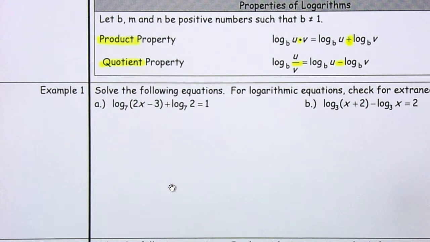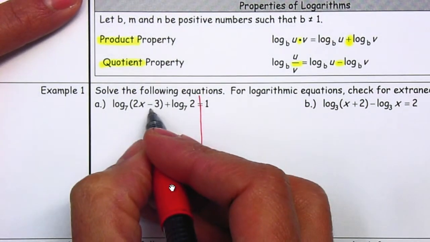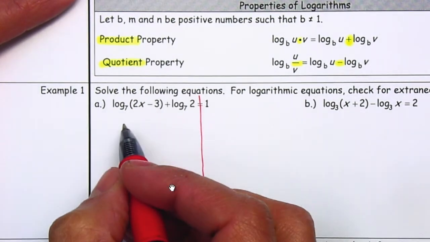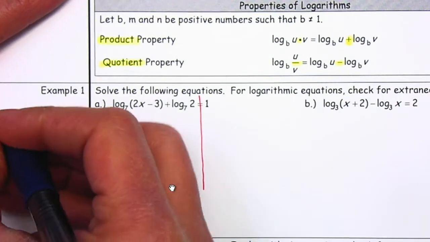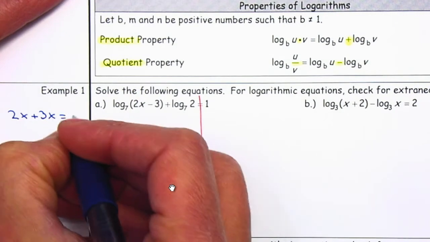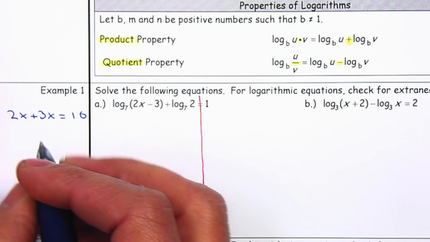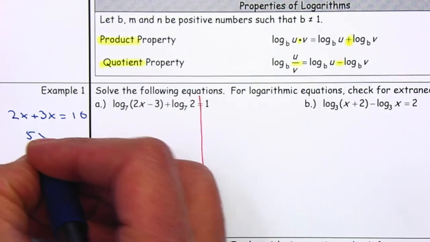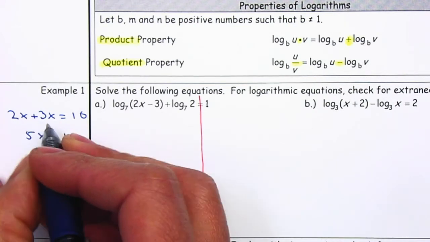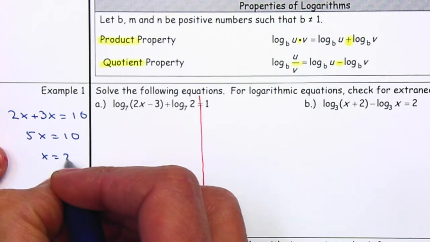On example number 1, we have log base 7 of 2x minus 3 plus log base 7 of 2. Just the same way as if we have 2x plus 3x is equal to 10, in order for us to solve this equation, we want to combine the like terms, so that will be 5x is equal to 10. So now we can solve it. But before we can actually do anything, the first step will be to combine like terms. Now we can solve it, x is equal to 2.